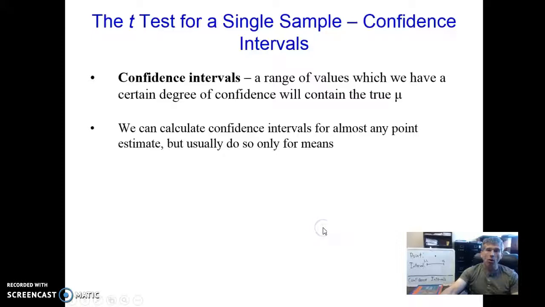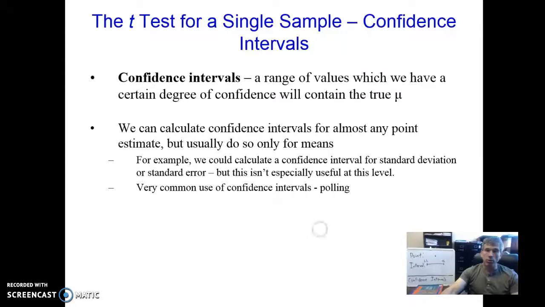So you can calculate a confidence interval for basically anything, but we really just wind up doing it for means. Sometimes in more advanced forms of research, they'll do it for measures of variability, but for our purposes, it's really only going to happen with those sample means. So you can do it for standard deviation or standard error.